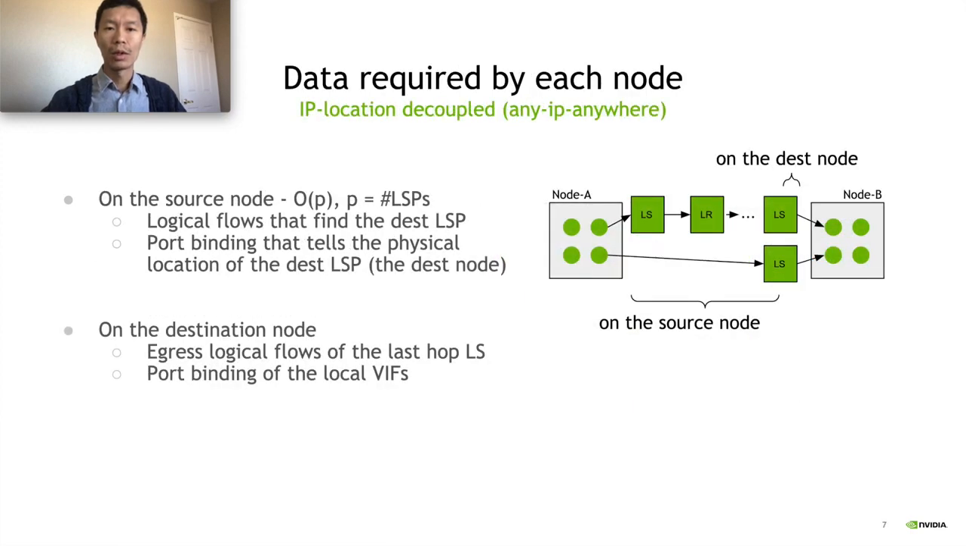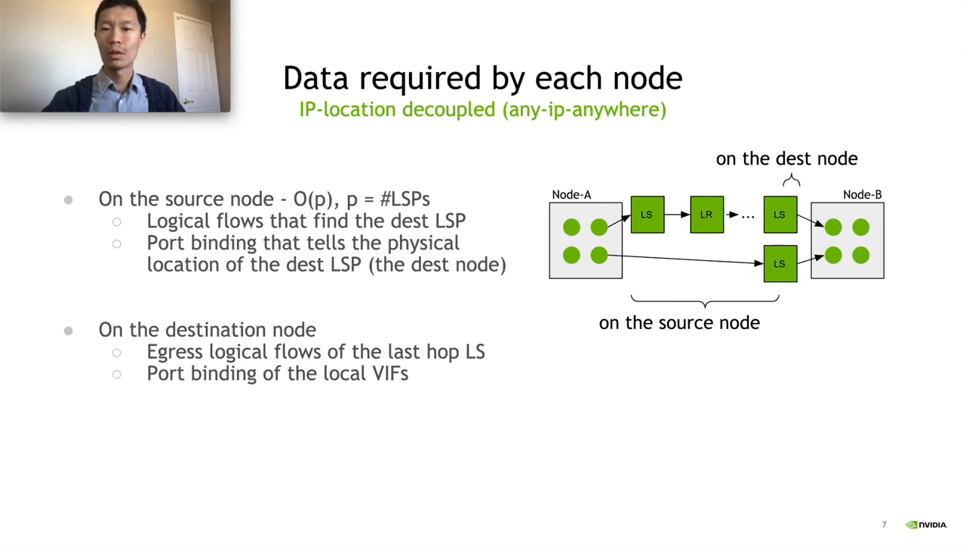Let's look at what data is required by each node, by each OVN controller. To support IP mobility, basically any IP can be located anywhere in the cloud. That means each node needs to know how to reach every individual logical switch port in the cloud. Basically, on the source node, we need to have all the logical flows that can find the destination logical switch port, and then all the port binding information that tells the exact physical location of the destination logical switch port.